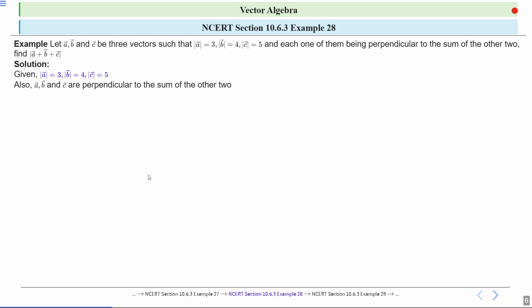Also, vectors A, B, and C are each perpendicular to the sum of the other two. Therefore, A vector dot B vector plus C vector is equal to 0, B vector dot C vector plus A vector is equal to 0, and C vector dot A vector plus B vector is equal to 0.